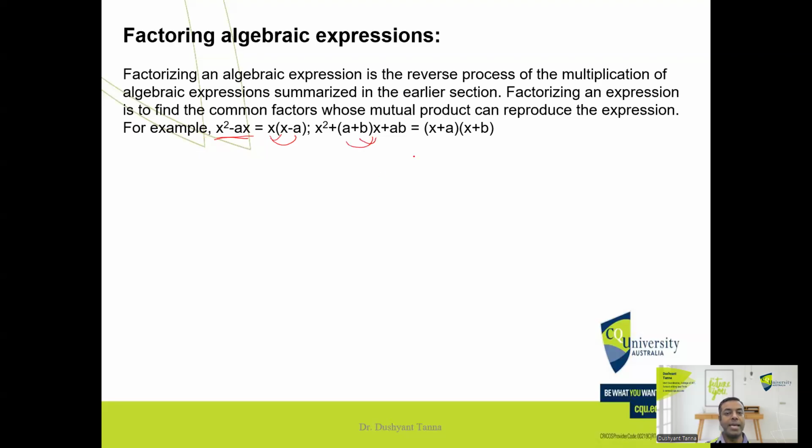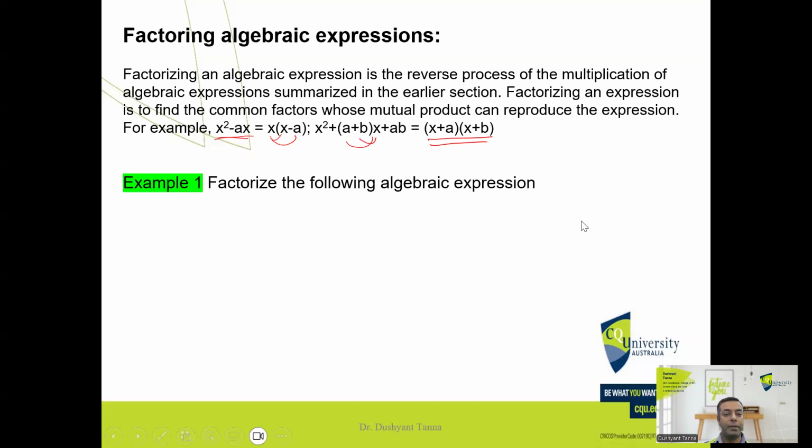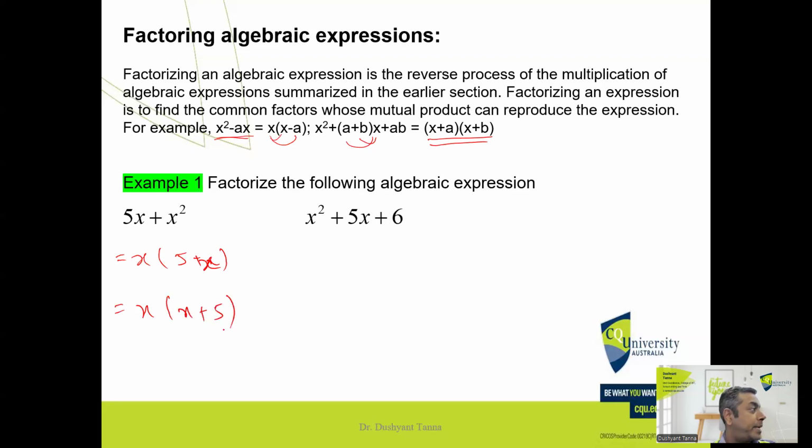Same thing here, a plus b and x. They can be factorized to x plus a and x plus b. These are very simple. The first one, what we do, take x common and 5 plus x or x plus 5. Prefer to write them x plus 5 and 5 plus x. But how do you do the second one, x squared plus 5x plus 6? How do you do the second one?